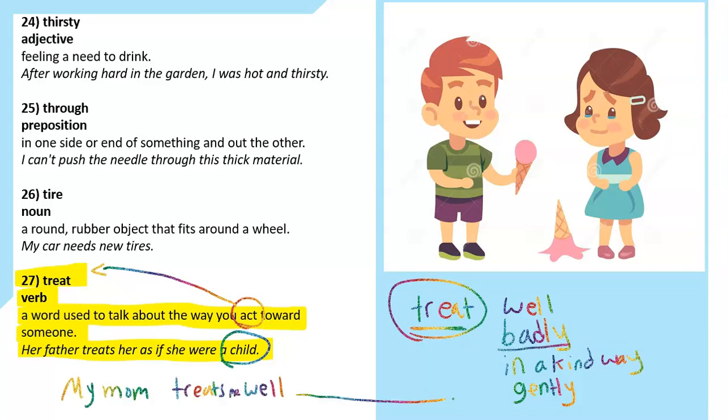For example, I can say, my mom treats me well because she helps me with my homework. Or, my friend treats me badly because he never shares anything with me. How do people treat you? Can you think about a sentence?